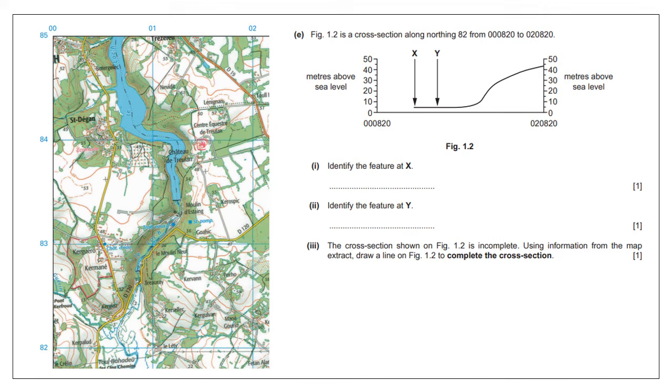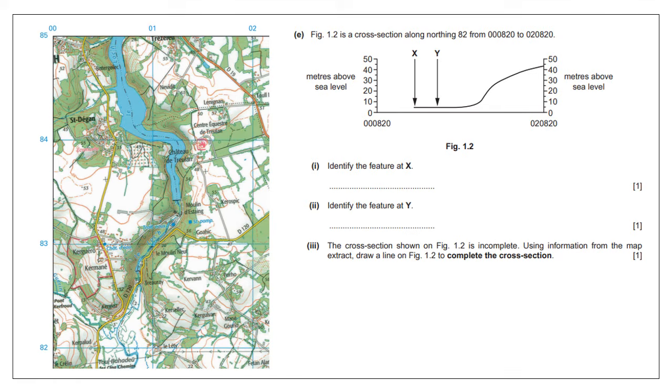Okay, perhaps one of the trickiest map skills questions they might ask you is to draw and complete a cross-section, or work out the features found along that cross-section. So here I need to identify the feature at X and the feature at Y. Now remember, when I go back to the land use question at the start, if you can't remember, click in the comments, click back to the first chapter.